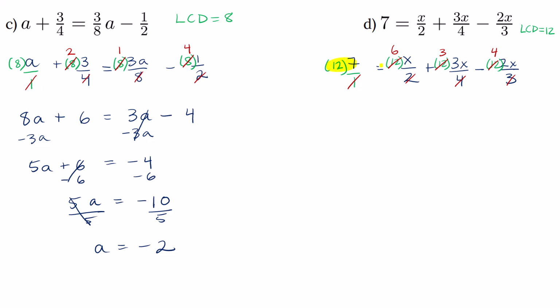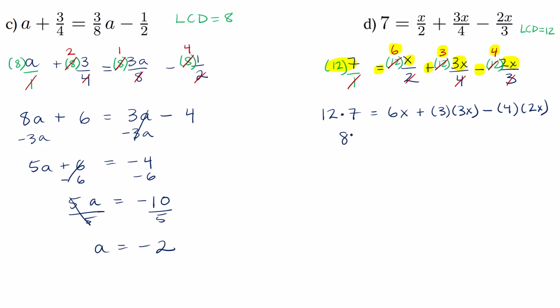So we'll have 12 times 7 is equal to 6 times x plus 3 times 3x, take away 4 times 2x. So let's go ahead and write that out as an equation. So 12 times 7 equals 6x plus, we're going to have 3 multiplied by 3x, because we still have that 3 and that 3x. Take away 4 times 2x. So now we can simplify this.